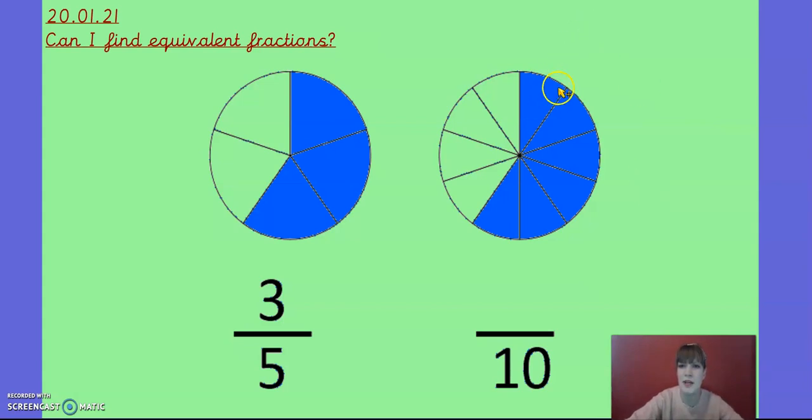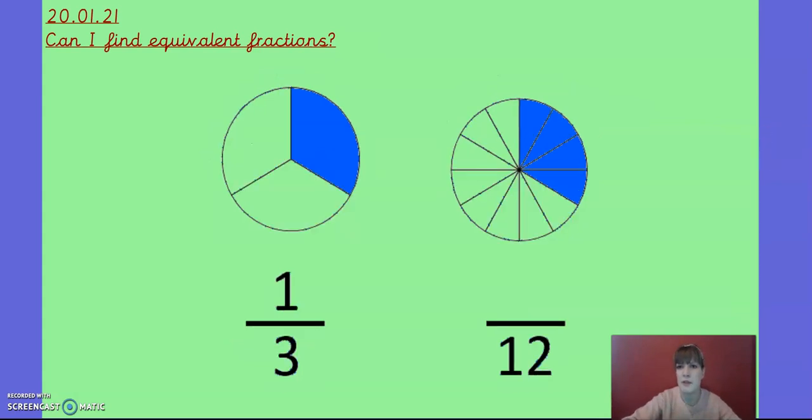Okay, I'm going to count them. 1, 2, 3, 4, 5, 6. Oh, there we go, perfect size. 6/10, and this is exactly the same amount as 3/5. Okay. Oh, here we go, I've got another one. I've got 1/3, and I've split my cake into thirds, so I've got 3 equal pieces. Then the one next to it, I've split this one into 12ths. Well done if you figured that out already.